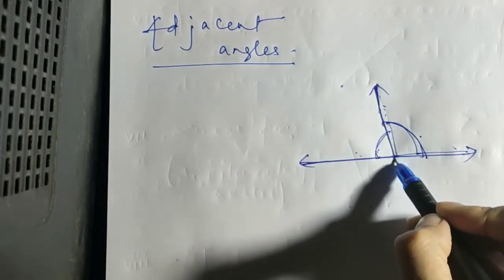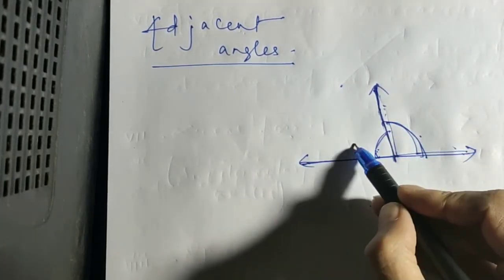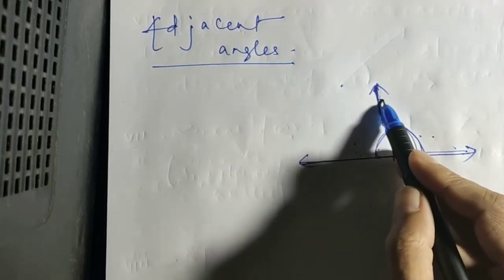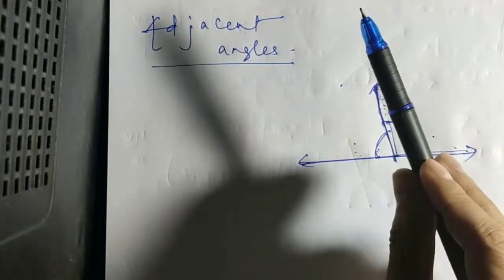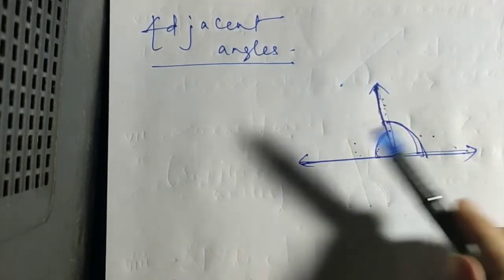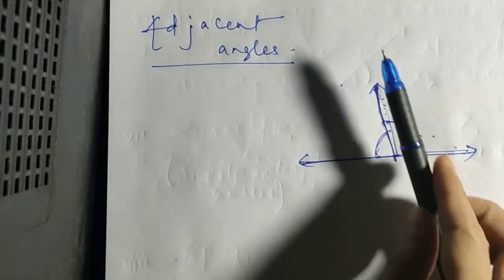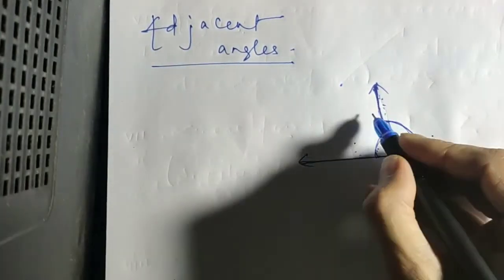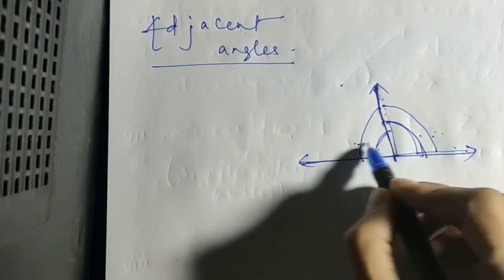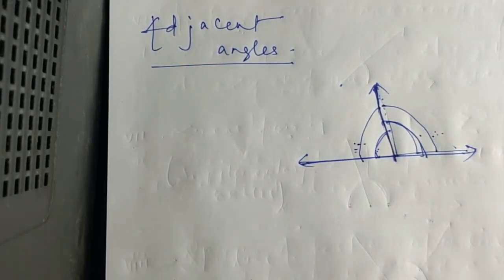Now this is the common arm. This arm is coming for this angle also, this arm is coming for this angle also, right? This common arm is in the middle. See, this is in the middle, and the other two arms are on the opposite sides of this common arm. So that's why we can say that this angle and this angle are adjacent angles. Are what angles? Adjacent angles.